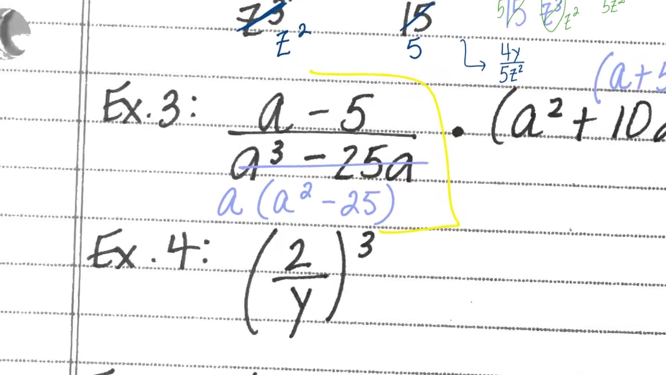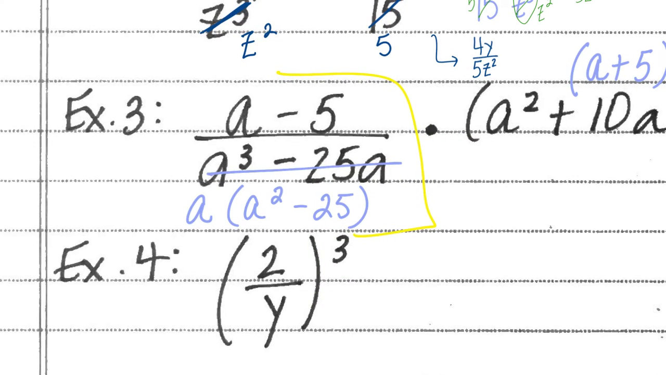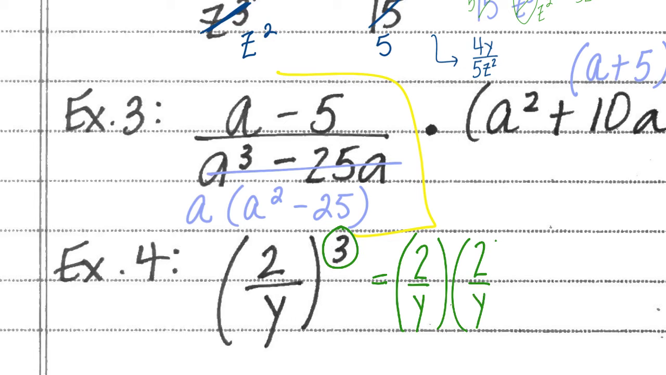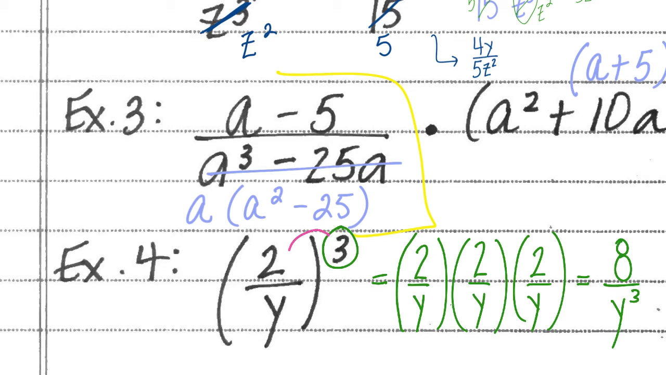All right, let's look at this one, example 4. I don't think there's anything canceling here, but how many times is 2 over y being multiplied? 3 times. You can write that all out. 2 over y, 2 over y, 2 over y, and we get 8 over y cubed. Do we have to write that all out? No. We can say that this is 2 to the 3rd power and y to the 3rd power. Well, I know 2 to the 3rd power is 8, and y to the 3rd power is y to the 3rd power.